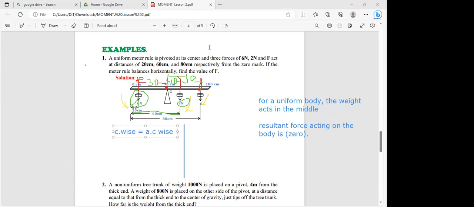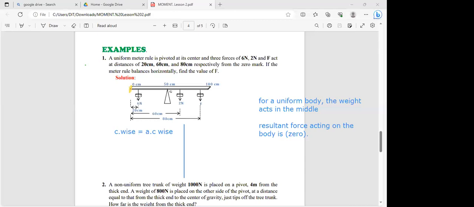Someone is saying that he has failed to know how we get 30. Let me first rub these ones here. Okay, I want you to look at what they have given us. They have given us that these forces act at 20, 60, and 80 centimeters, respectively, from the 0 mark. So this is our 0 mark here. What you see here is our 0 mark.